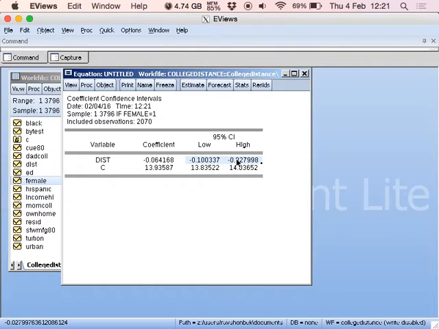So the coefficient for distance is within the confidence interval. It's 95% that it's between minus 0.1 and minus 0.027. Sorry, say it again. 95% chance that the interval is between minus 0.1 and minus 0.027. Okay. Anything else?